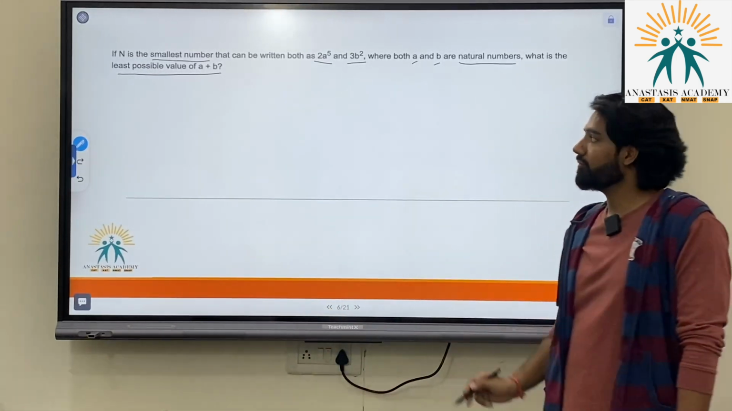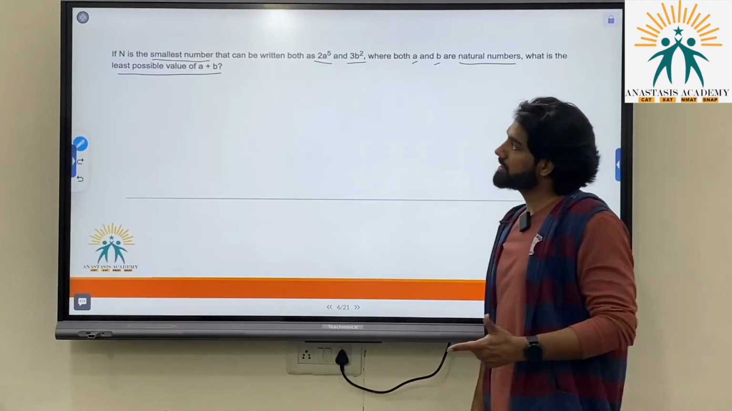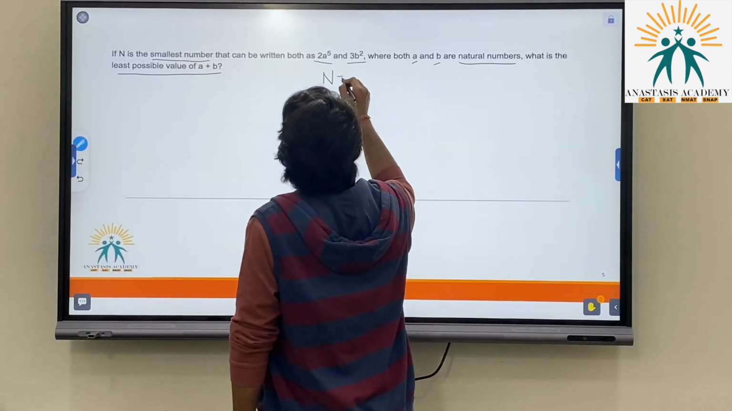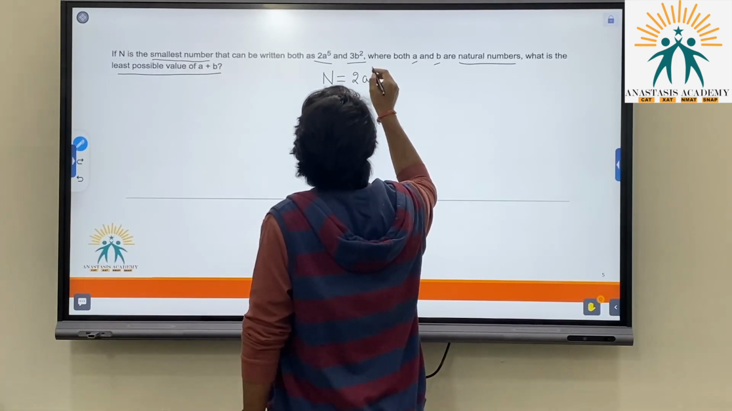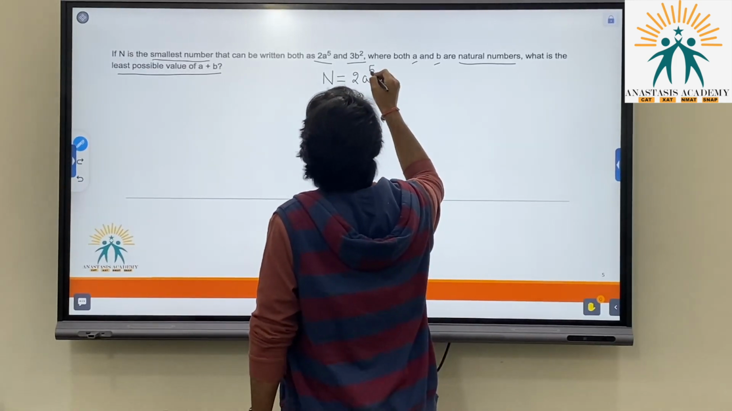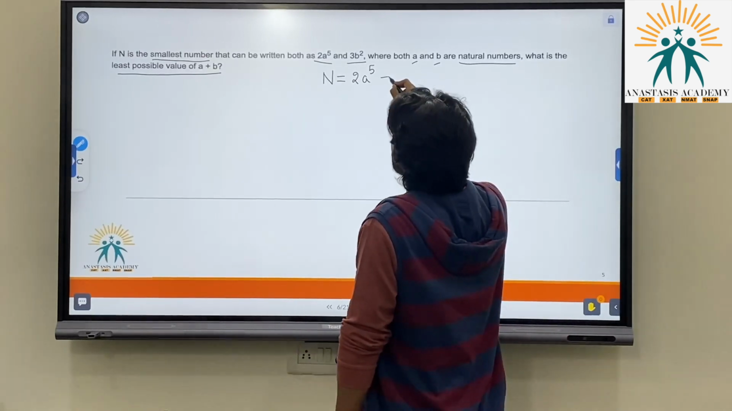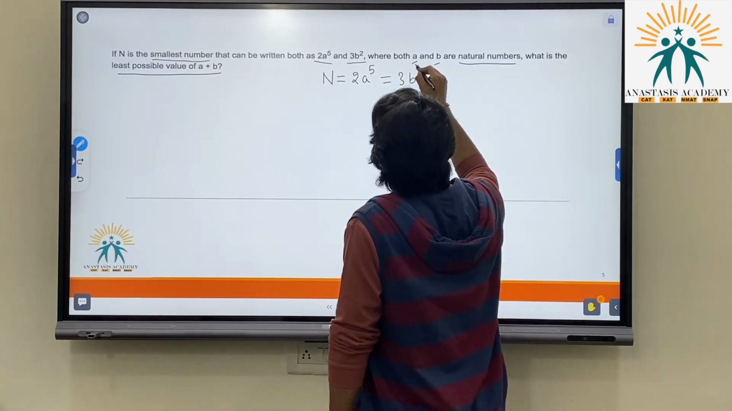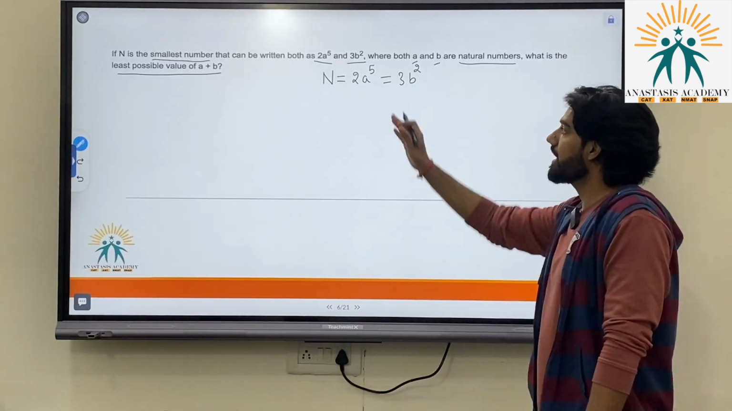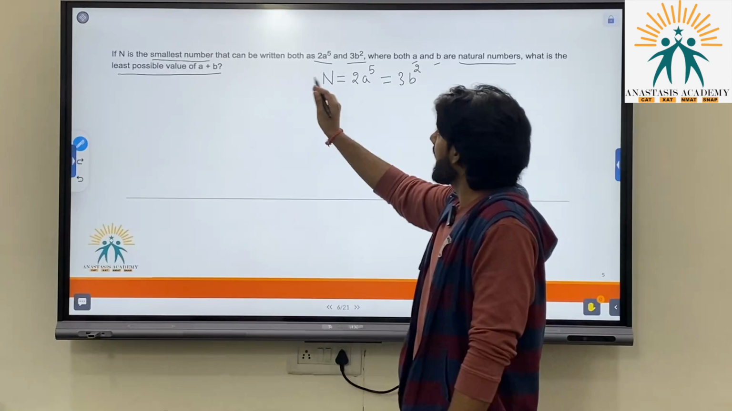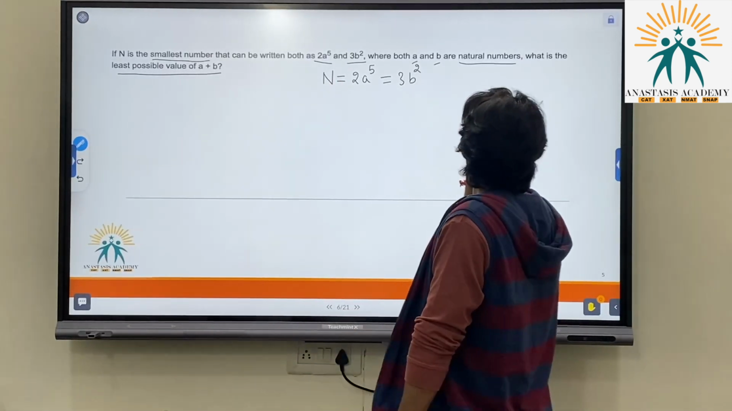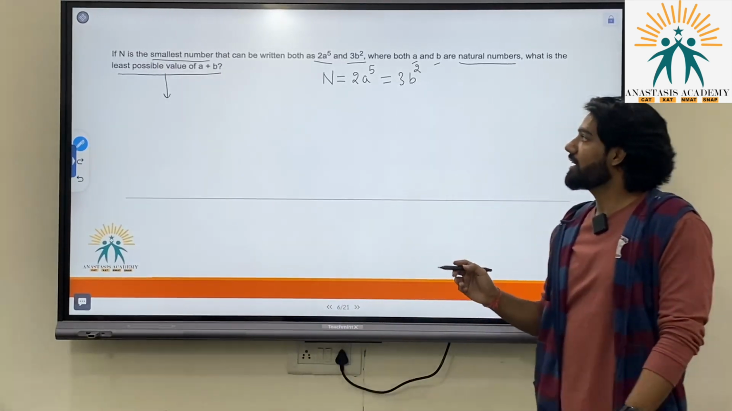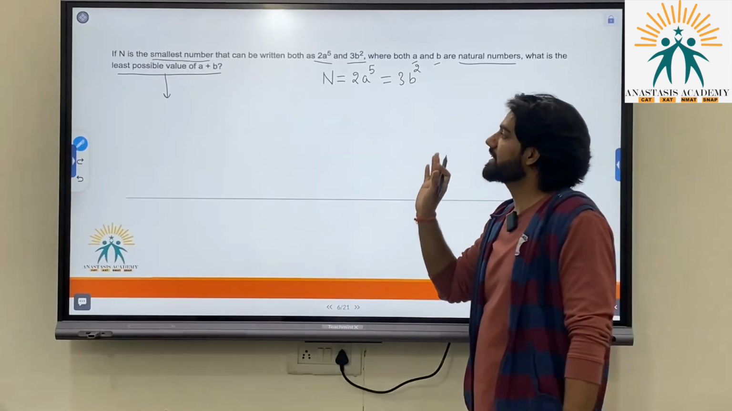So what is given? N is the smallest number that can be written both ways. I can write n as 2 into some natural number raised to the power 5, and also as 3 into some natural number raised to the power 2, and I have to keep n smallest and find the least possible value of a plus b. So I have to keep a and b as small as possible.